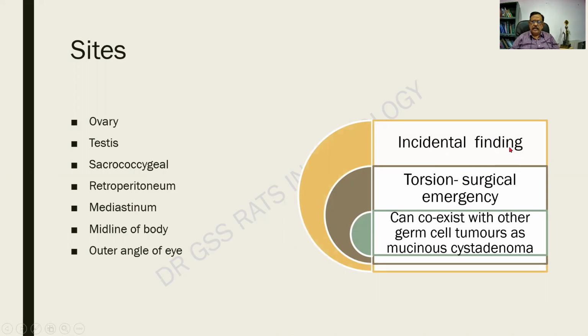In most cases, it is an incidental finding. It does not present with symptoms, but then in some cases there can be a torsion. Therefore, it presents as a surgical emergency. Sometimes the teratoma can coexist with other germ cell tumors such as the mucinous cystadenoma.